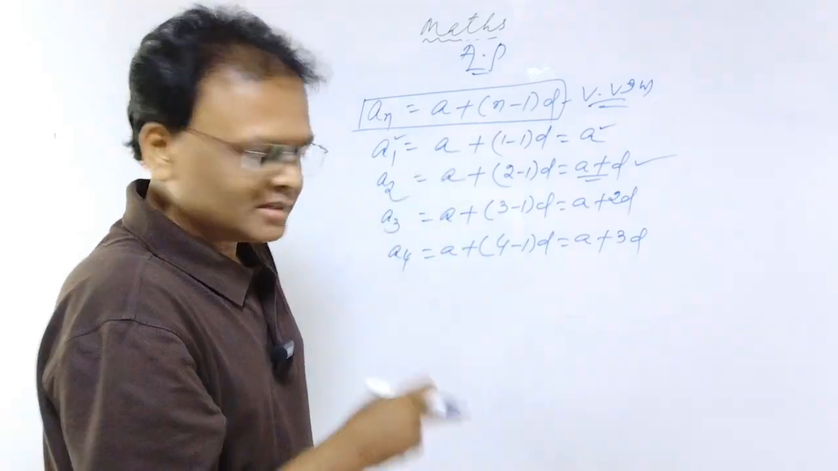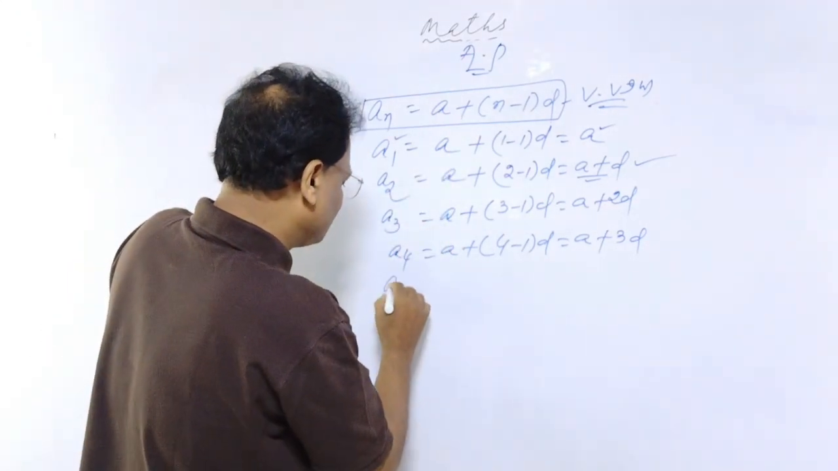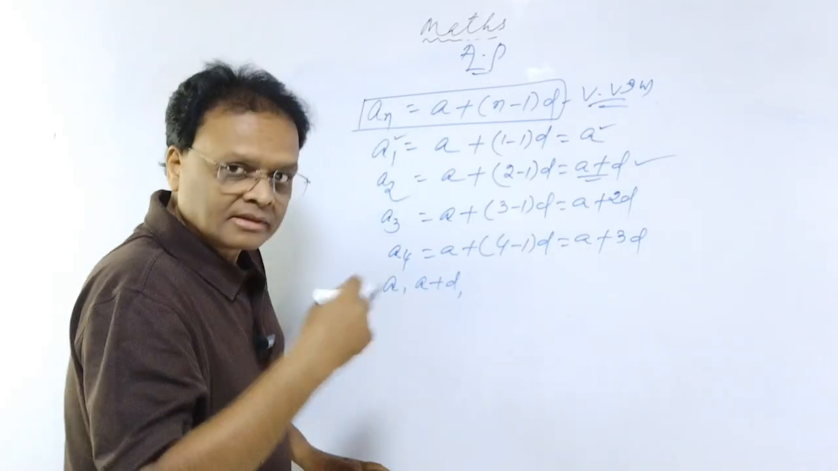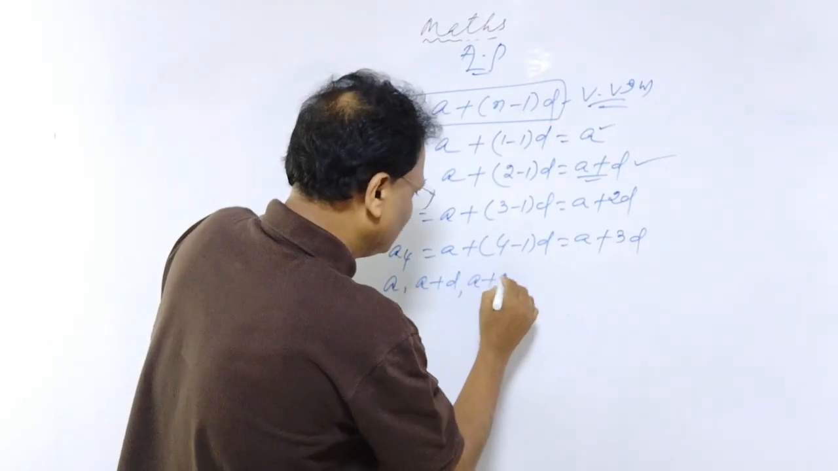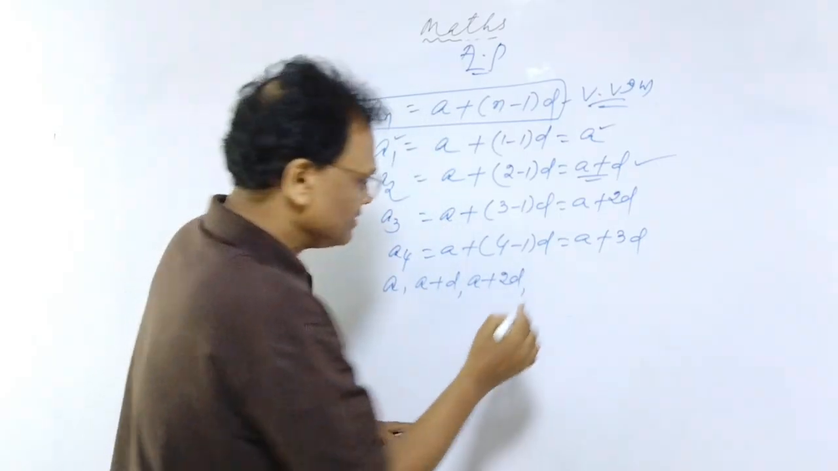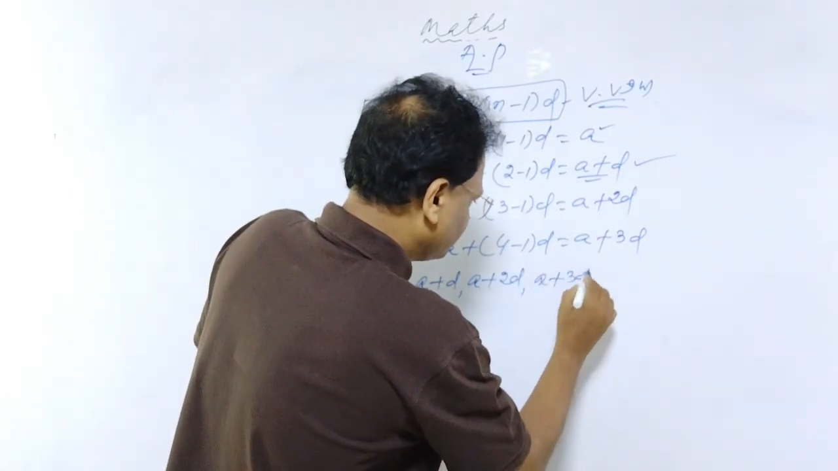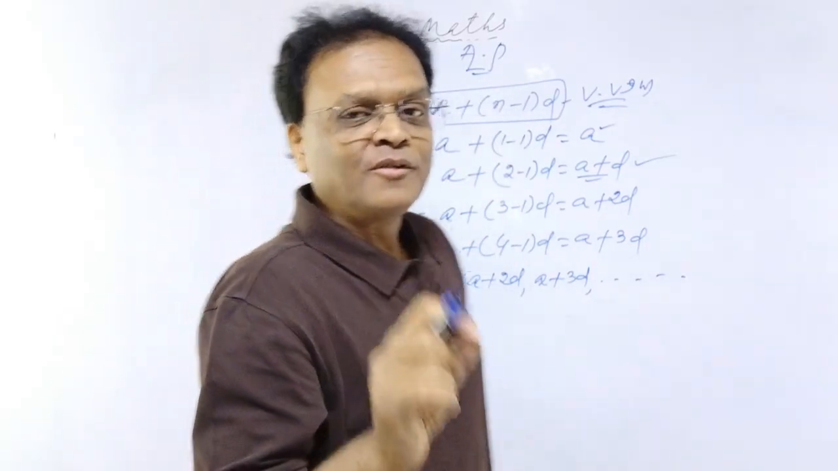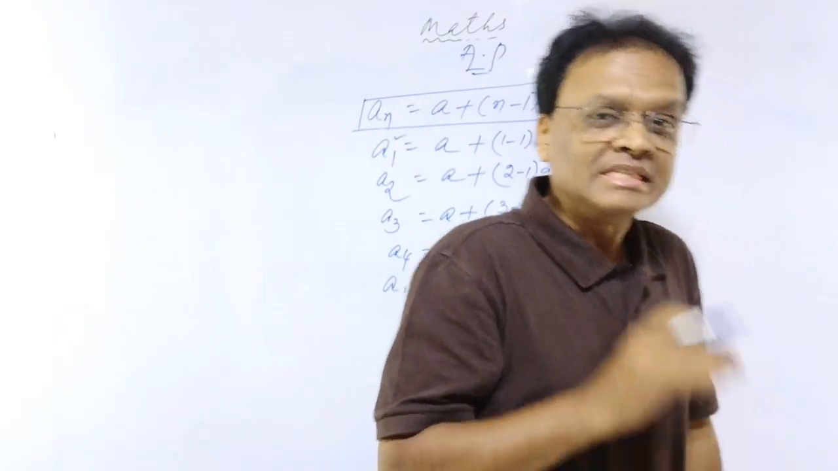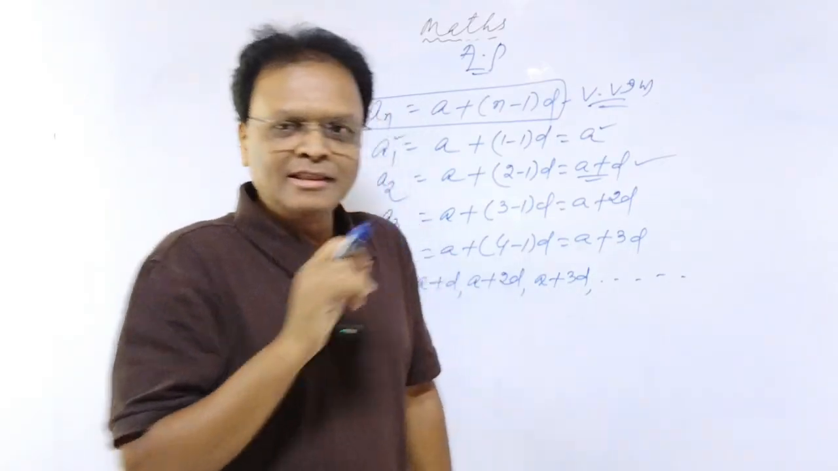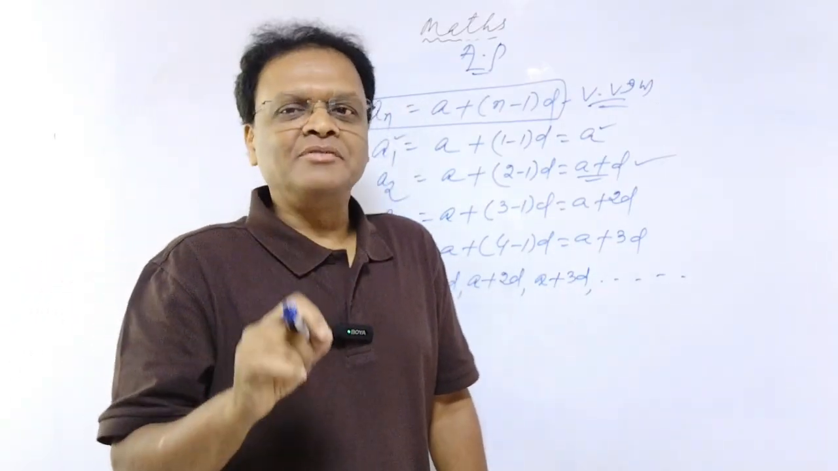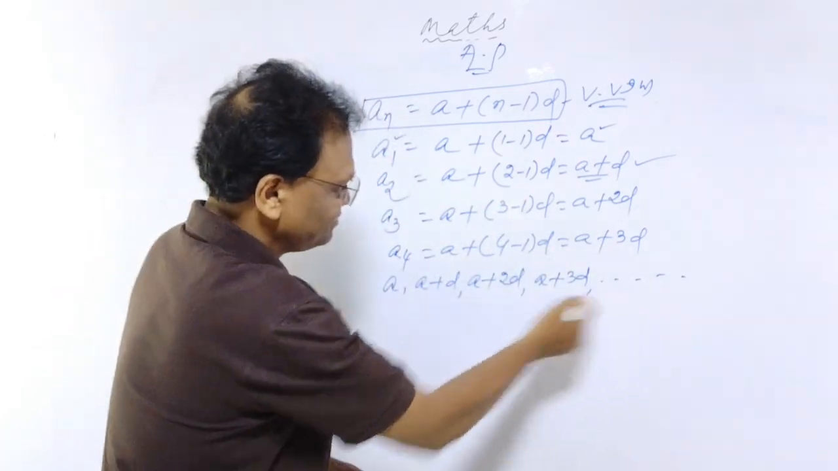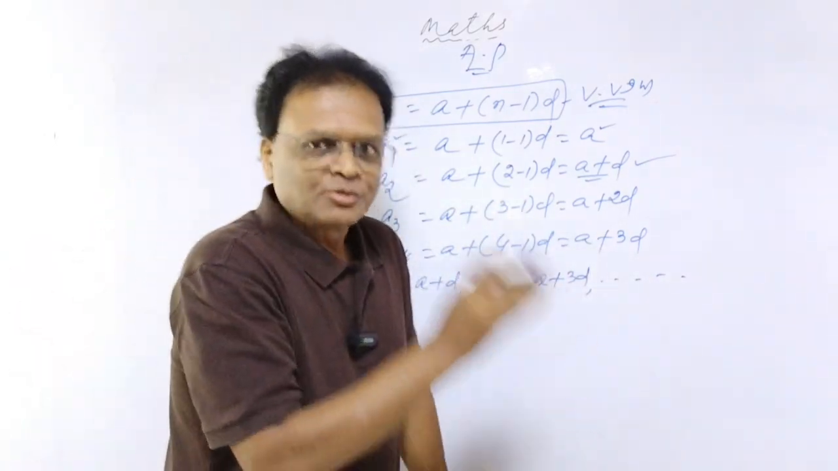And if I want to write it, what is my first term? My first term is a, second term is a plus d, third term is a plus 2d, fourth term is a plus 3d, and so on. This is called the general term of the AP. In the question, if they ask to find the AP, it means you have to find this series.